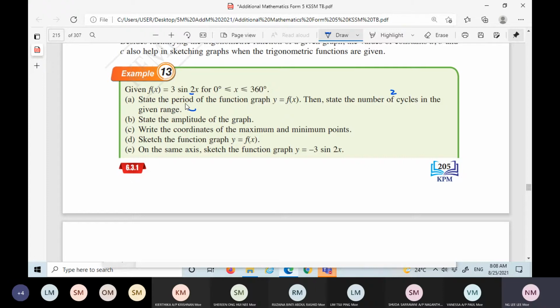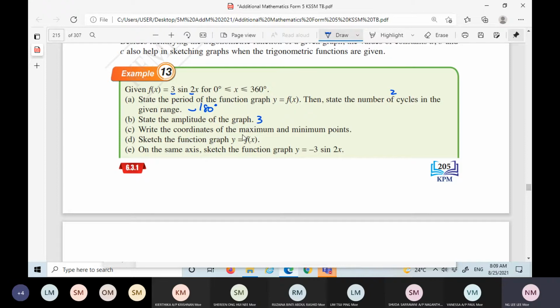Then what is the period? Period is the time for you to complete 1 cycle. In 360 degrees you complete 2 cycles, which means 1 cycle is 180 degrees. So the period here is 180 degrees. Part B, amplitude. Amplitude is looking at the A, so the amplitude is 3.